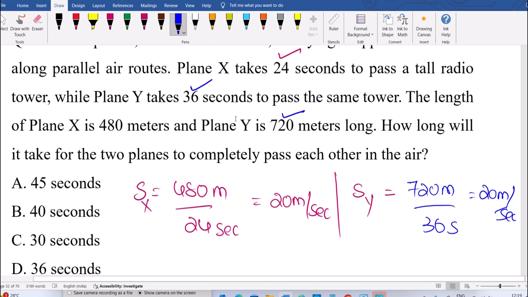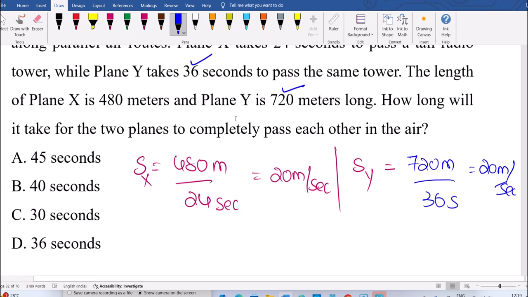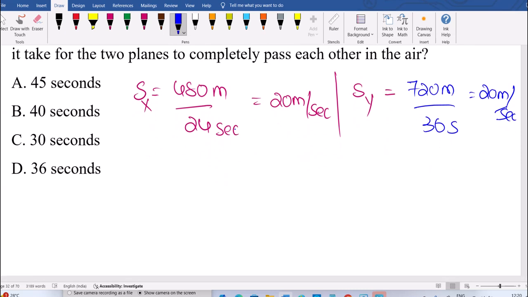Okay, now these two trains completely pass each other. Now this is no longer a train crossing the pole. Train X is crossing train Y. Both trains will cross each other. Now we have to take the distances of train X plus train Y both. The question is, how long will it take for the two planes to cross each other? So time is distance by speed. Both speeds are added, and the distance also should be added.